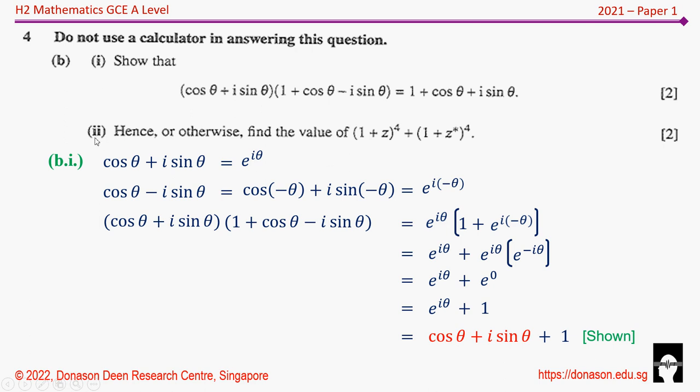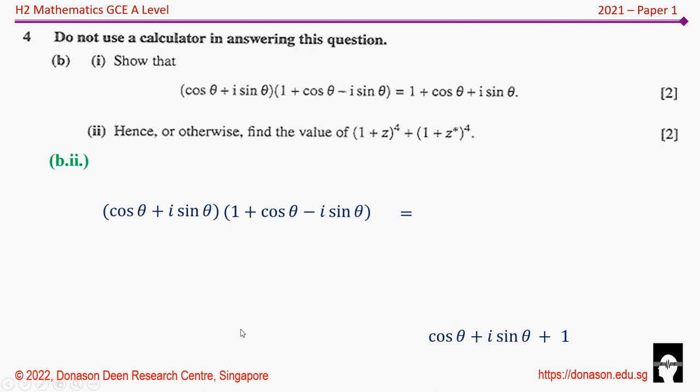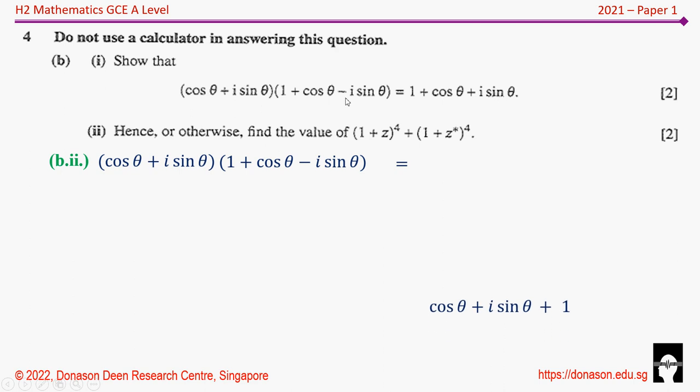Now let us look at how we can show, hence or otherwise, find the value of (1 plus z) to the power of 4 plus (1 plus the conjugate of z) to the power of 4. From the first part, we have already shown that this is equal to this, so we can make use of this result to do the subsequent parts.